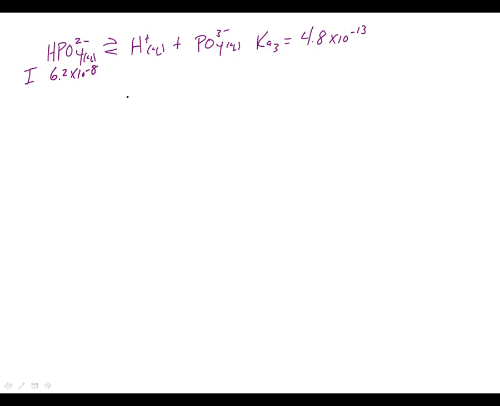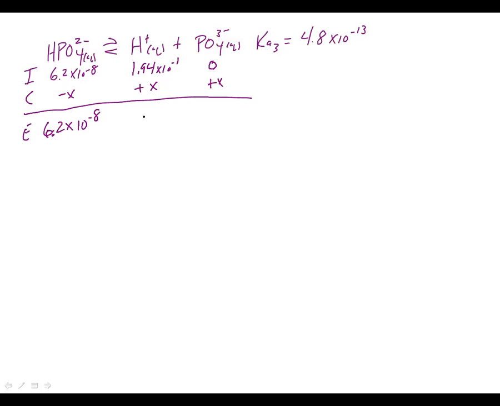Again, the old 1.94 times 10 to the minus 1 from our previous table as well, the equilibrium. So here we will have 0, though, for our phosphate. Our change is going to be minus x, plus x, and plus x on that side. Going to give us at equilibrium 6.2 times 10 to the minus 8.